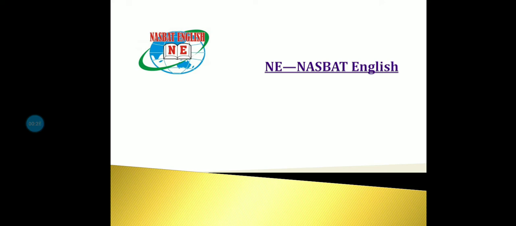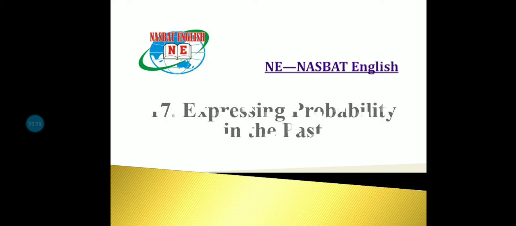Now in this lesson, which is lesson 17, we are going to talk about expressing probability in the past. Probability here can simply be taken to mean the degree to which something happened or did not happen in the past. All right?